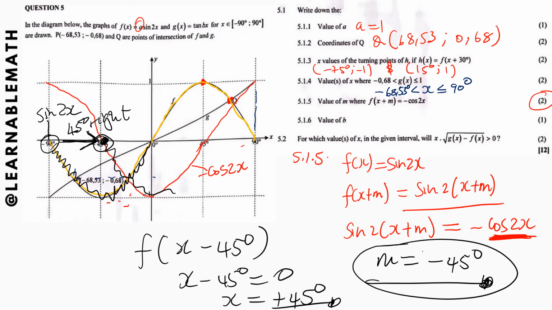So m must be negative 45. Okay, so that is the value of m, so that the graph can be the same as that. So basically we are shifting this one so that it's now there on the red. So you can see from minus 90 to minus 45. So you understand how to do this by redrawing the other one and seeing how you can shift it such that it can be in the same position as the other one.